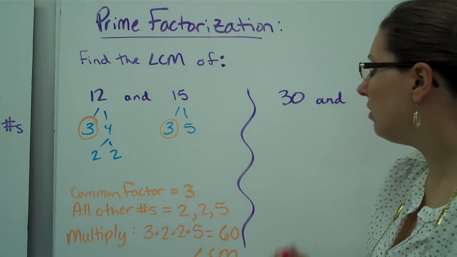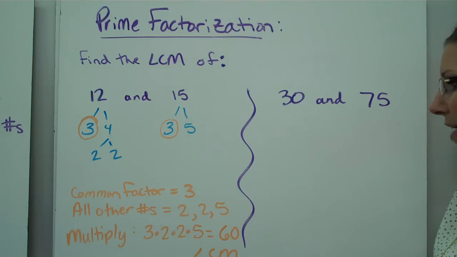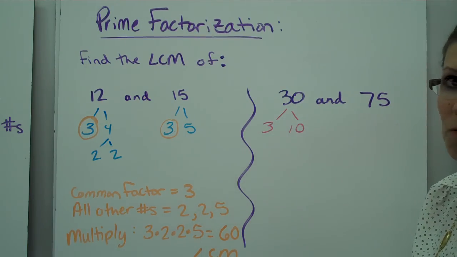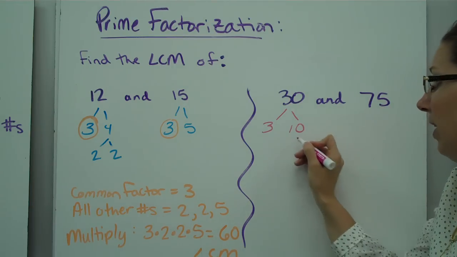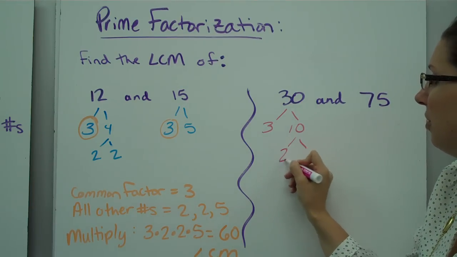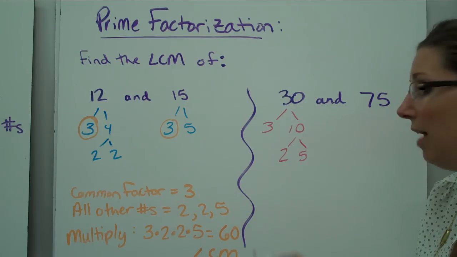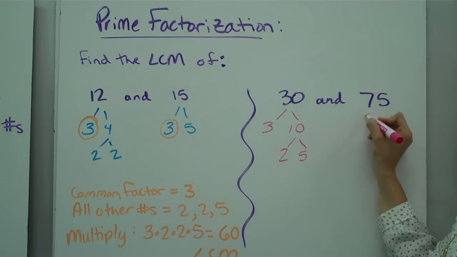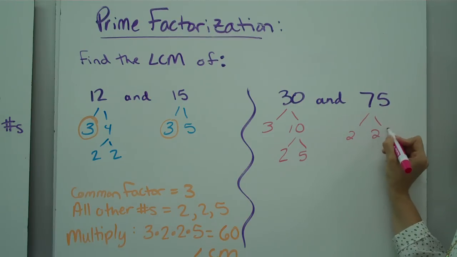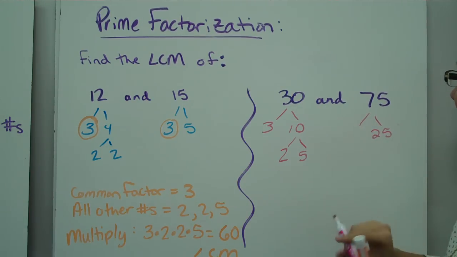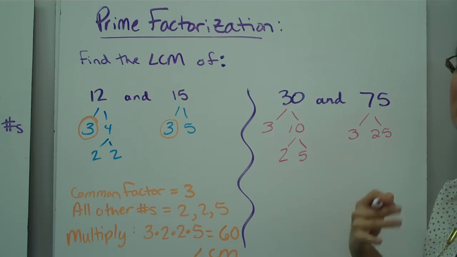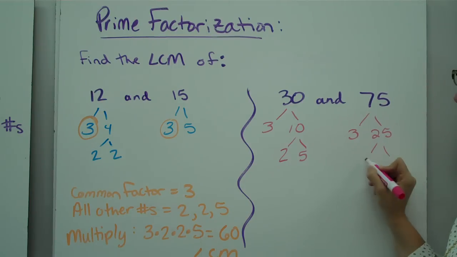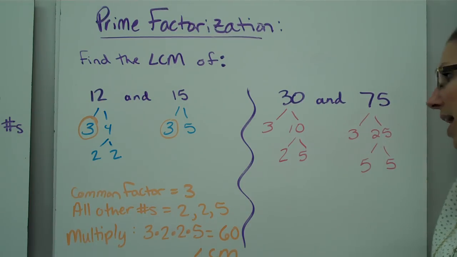Let's try another one. I've got 30 and 75. So I've got to break down 30. I know that 3 times 10 makes 30. You could have chosen other values, and that's fine. And then 2 times 5 makes 10. I've got all prime numbers down here at the ends of my branches. 75. 3 times 25 is 75. It's like having 3 quarters, 75 cents. Then 5 times 5 is 25.